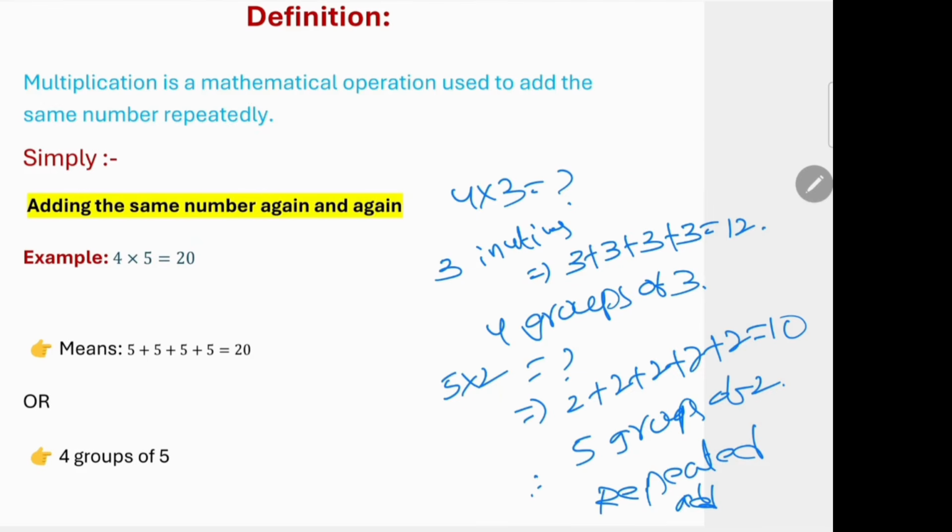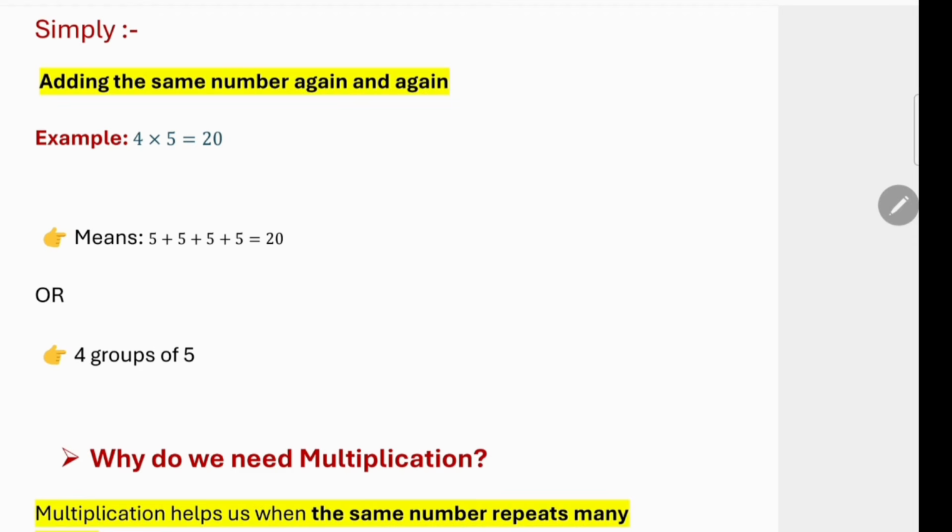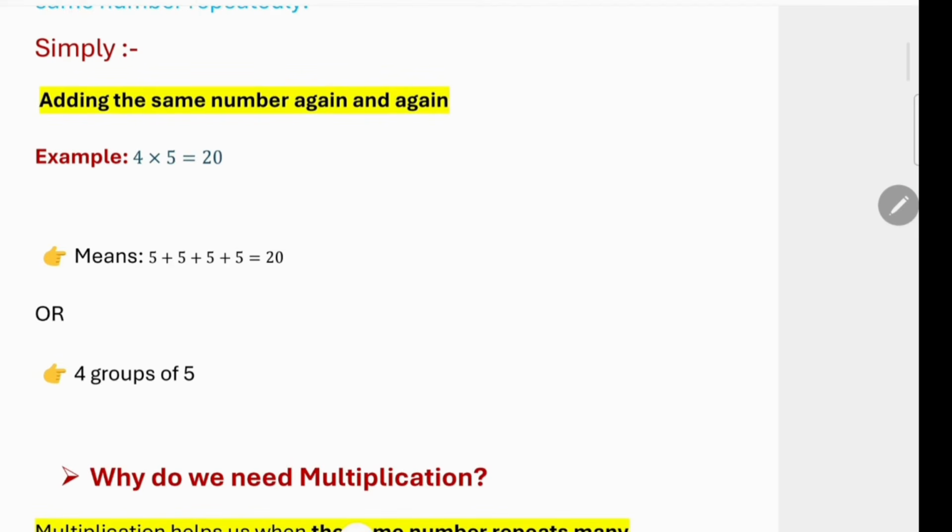Here we can also observe in this example, 4 into 5 is equal to 20. It means 5 plus 5 plus 5 plus 5 is equal to 20. That means 4 groups of 5. Let us look at a few more examples to understand simply. For example, 3 into 5 is equal to, that means 5 plus 5 plus 5.